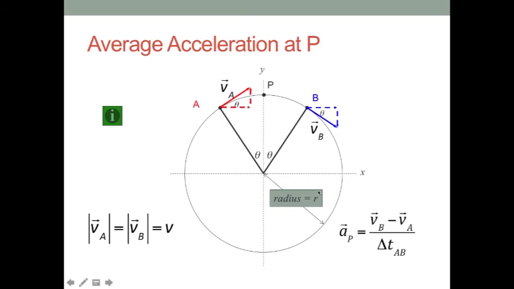So let's go back to our diagram. We've just shown that this angle must equal that angle. Now, what we're going to do is calculate the acceleration at point P as being the change in velocity, which is the final velocity minus the initial velocity, divided by the time it takes the object to go from A to B. So the acceleration is the change in velocity divided by the change in time. We're going to calculate this by considering each of the components of the acceleration separately.